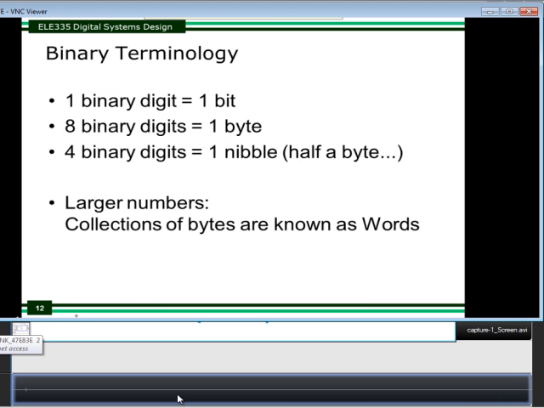So a refresher on binary terminology. A single binary digit is called what? One binary digit is a bit. 8 binary digits is a byte. 4 binary digits is a nibble. Okay? Collections of bytes are known as words. We know that, right? You can have a 16-bit word, an 8-bit word, a 32-bit word.